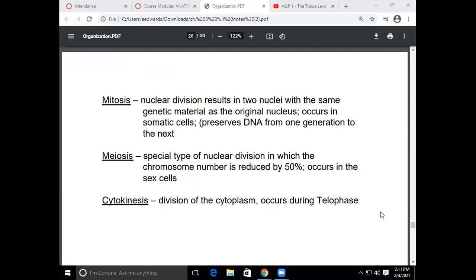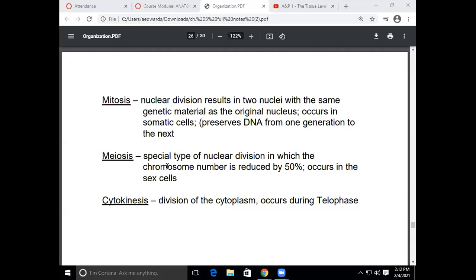So mitosis is nuclear division. You're dividing the nucleus, the genetic material, so you end up with two nuclei with the same genetic material as the original. They have two copies with the same information. It happens in somatic cells. Remember we talked about two different kinds of cells, sex cells or germ cells and somatic cells. Mitosis happens in somatic cells, and it's going to preserve DNA from one generation to the next.